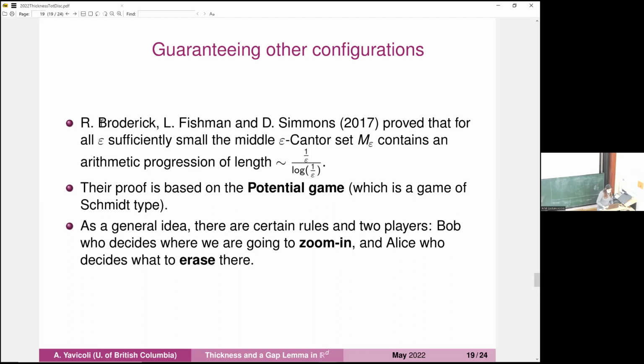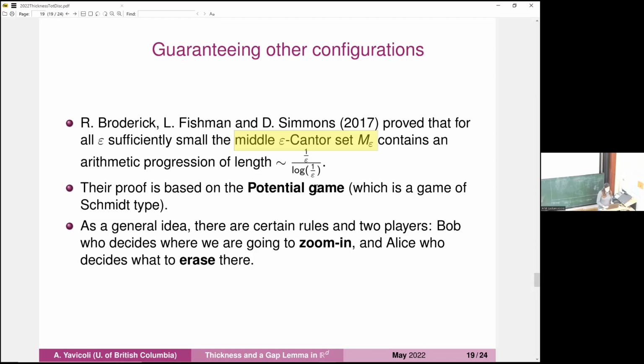This is an interesting result. Broderick, Fishman, and Simmons proved that for epsilon sufficiently small, the middle epsilon Cantor set contains an arithmetic progression of length 1 over epsilon divided by the logarithm of 1 over epsilon. Their proof is based on some tool that was very new to me at that point, that is the potential game.